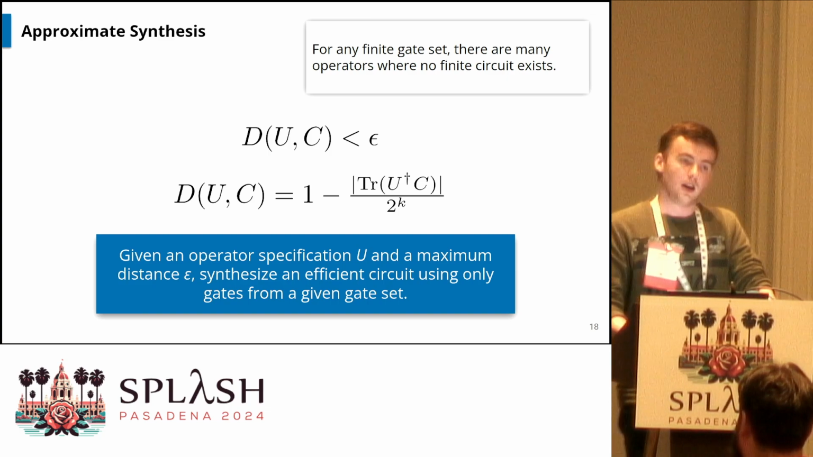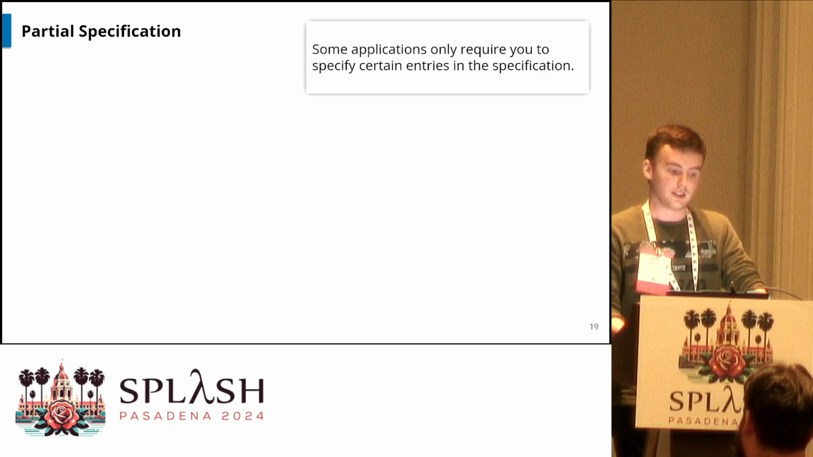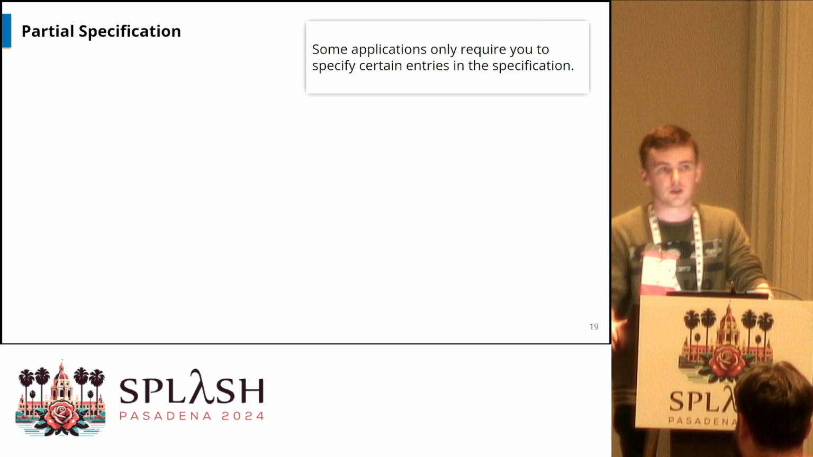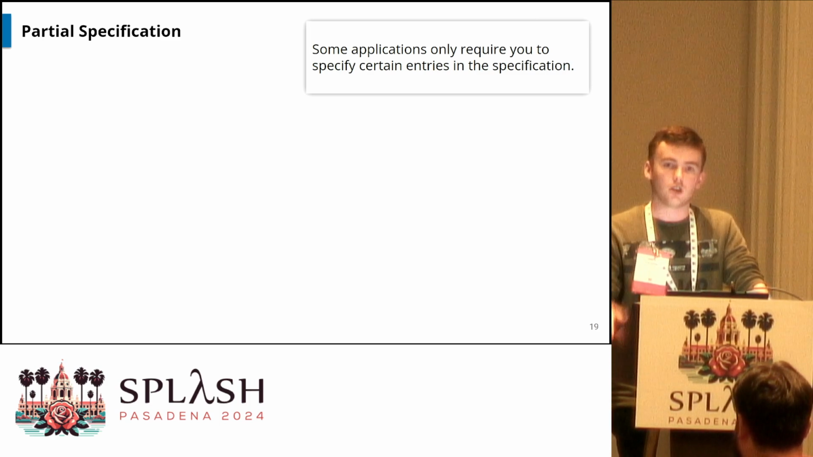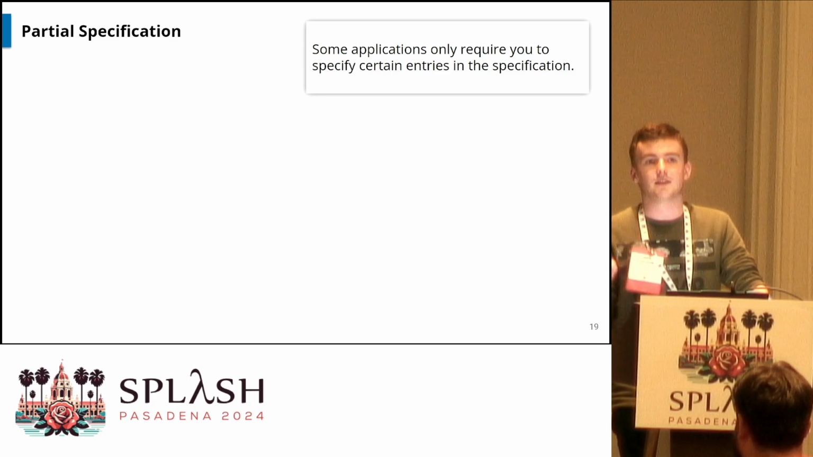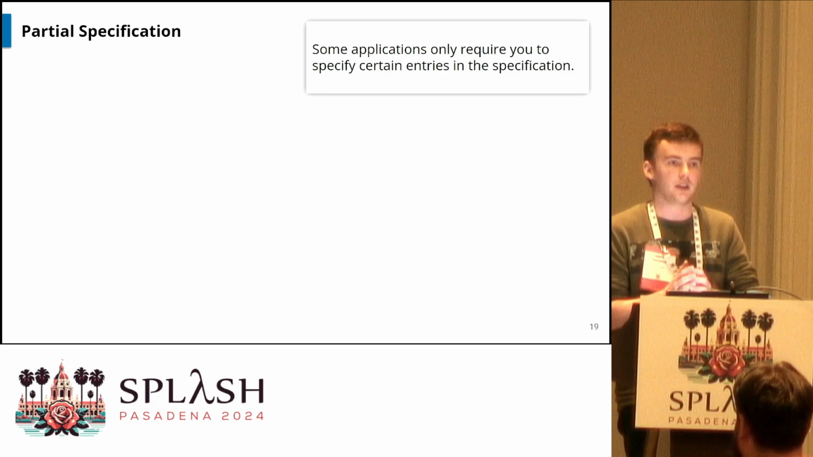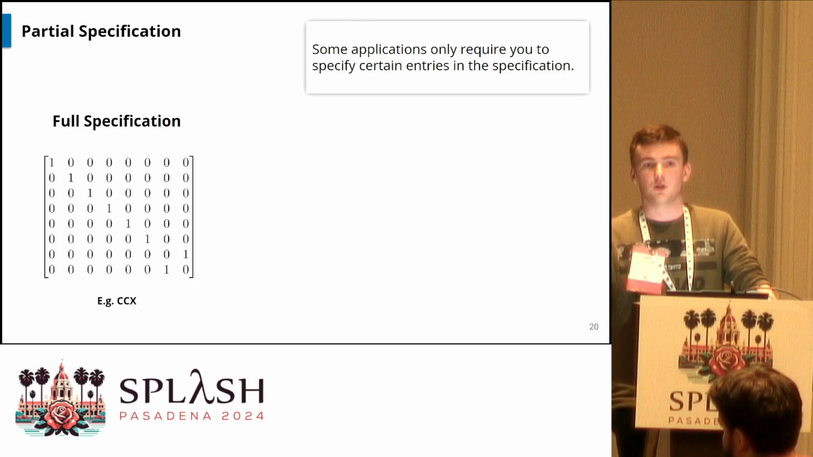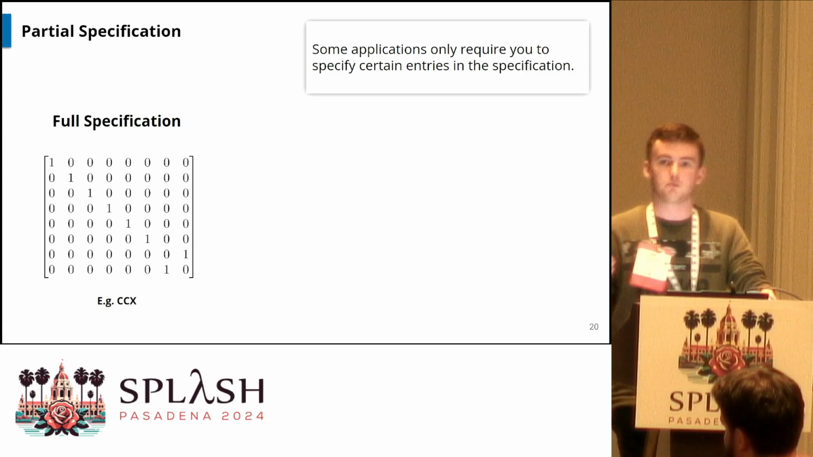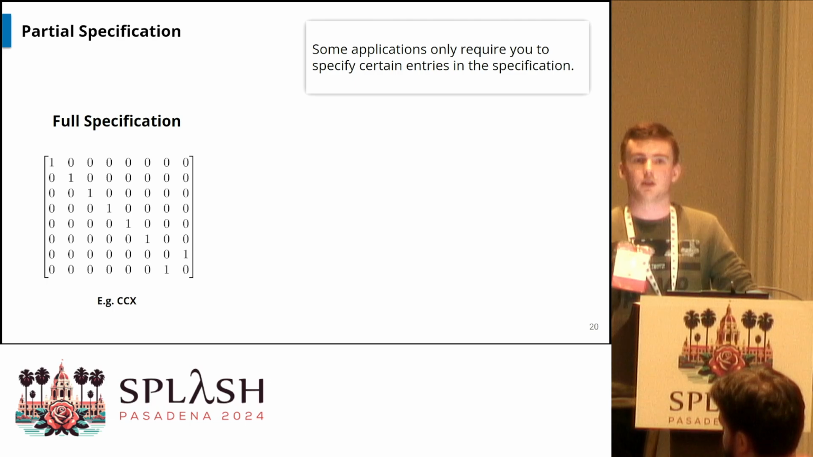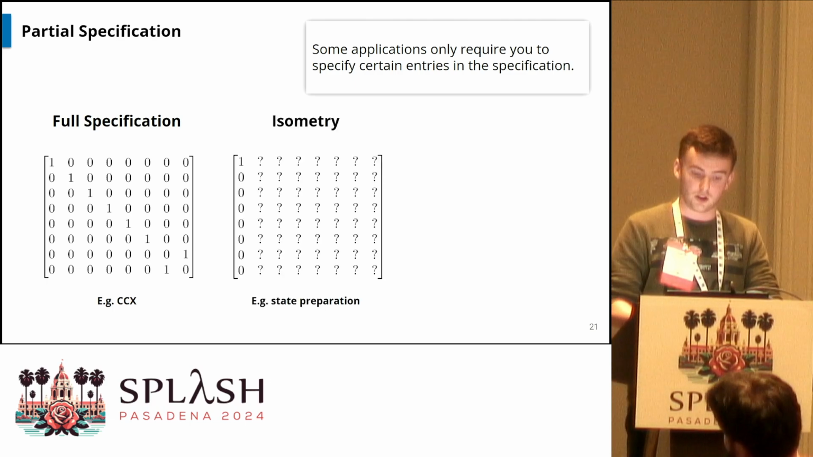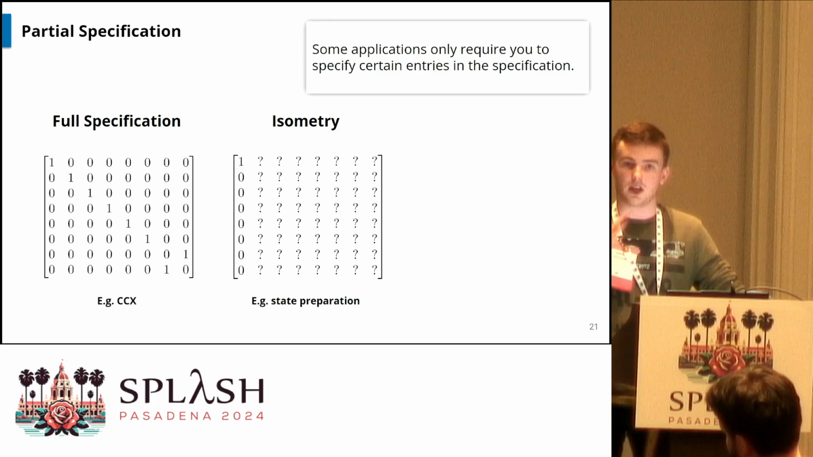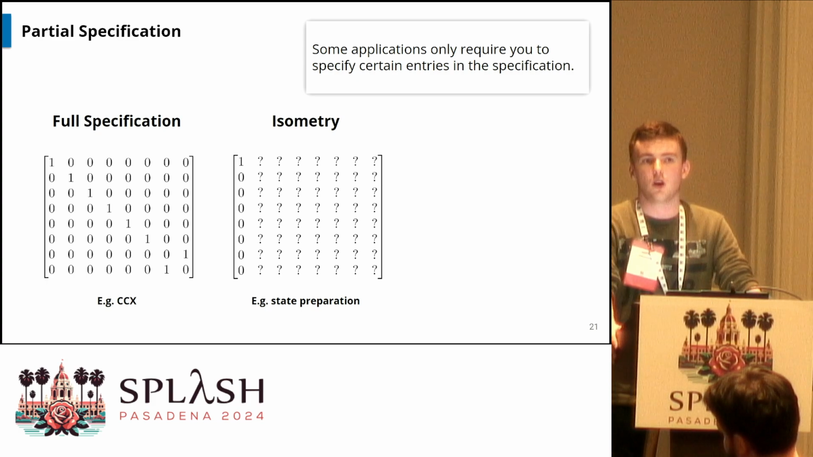The second missing component is partial specification. What does partial specification mean? Well, some applications in quantum computing do not require you to specify each entry in your matrix specification. When you do full specification, that means that your entire operator is specified, and each element in this matrix is important. However, you can also have isometries, where you only care about specific columns and you do not care about other columns.